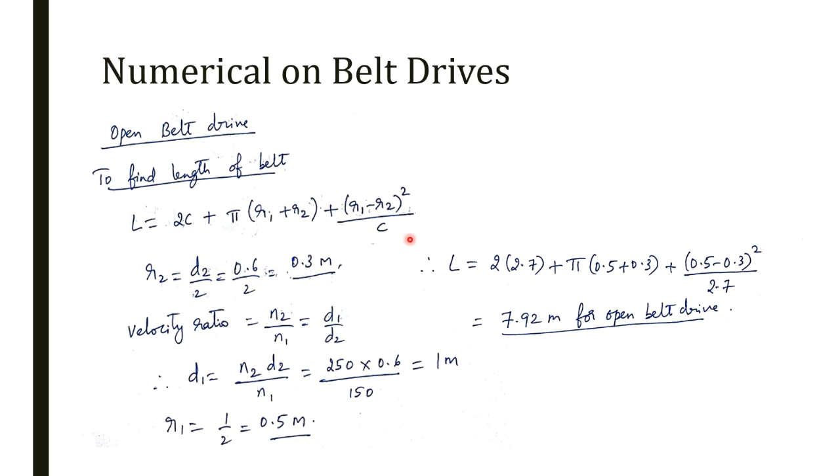Now you got R1 value, just substitute in the length of belt equation. Length of belt is equal to 2c plus pi (R1 plus R2) plus (R1 minus R2) whole square by c. This is for an open belt. Substituting the values, 2 into c is 2.7 plus pi into R1, which is 0.5 meter, plus 0.3 meter, already given to you as R2, and (0.5 minus 0.3) whole square by 2.7. Upon simplification, you will get the value as 7.92 meter for open belt drive.